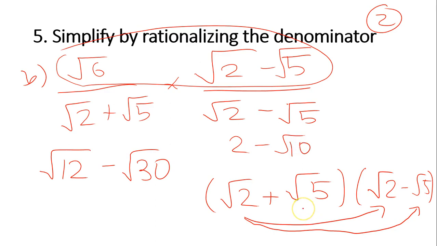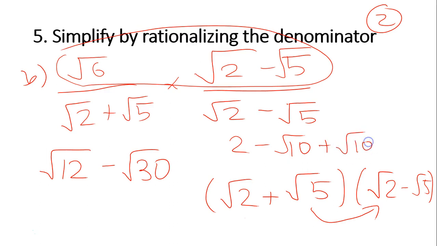And then root 5. Sorry, let's redraw. These arrows are done. Let's draw this arrow now. Now, root 5 times root 2 is equal to root 10, so plus root 10. And root 5 times minus root 5 is equal to minus 5.